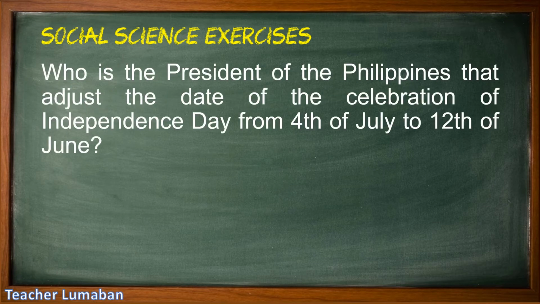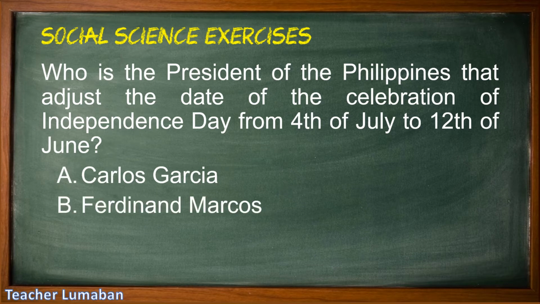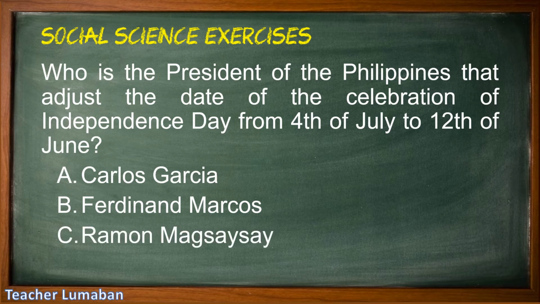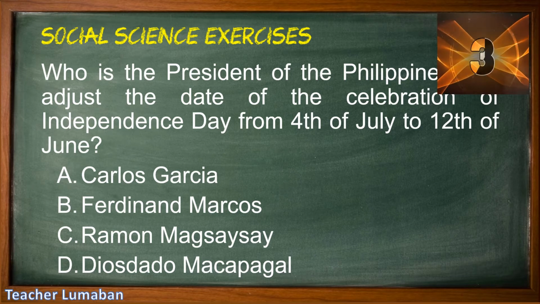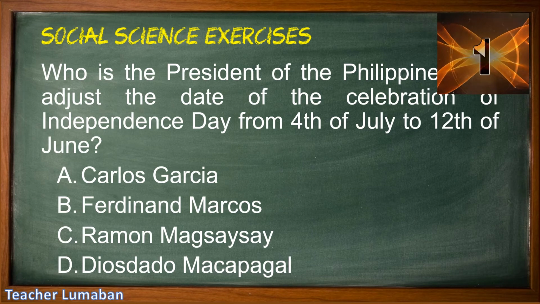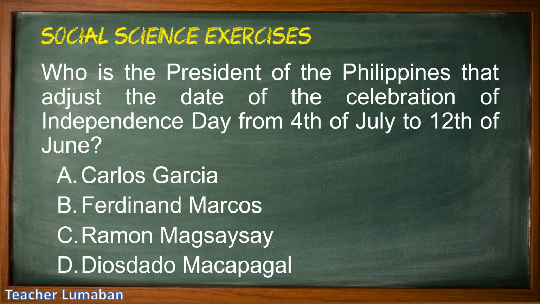Who is the president of the Philippines that adjusted the date of the celebration of Independence Day from the 4th of July to the 12th of June? Letter A, Carlos Garcia. Letter B, Ferdinand Marcos. Letter C, Ramon Magsaysay. Letter D, Diosdado Macapagal. Please choose the suitable answer to the following choices in 5 seconds. 5, 4, 3, 2, 1. The correct answer is letter D.